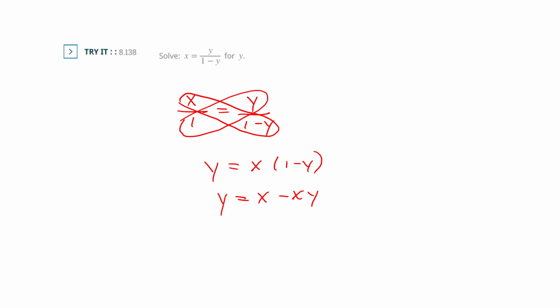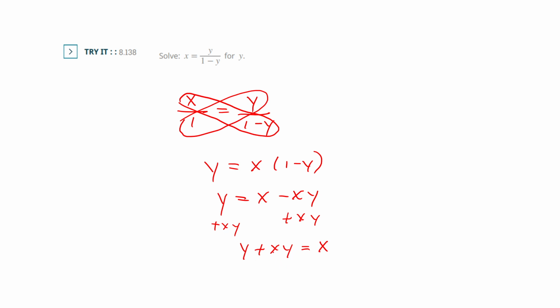Now our goal was to get y alone. Well, they're in both rooms, so I'm never going to get them alone like that. So what I'm going to do, this whole group has to move. That's xy. I got to send the whole thing over. So I've got y plus xy equals x. And now I had to do that to get all the y's in that same room.